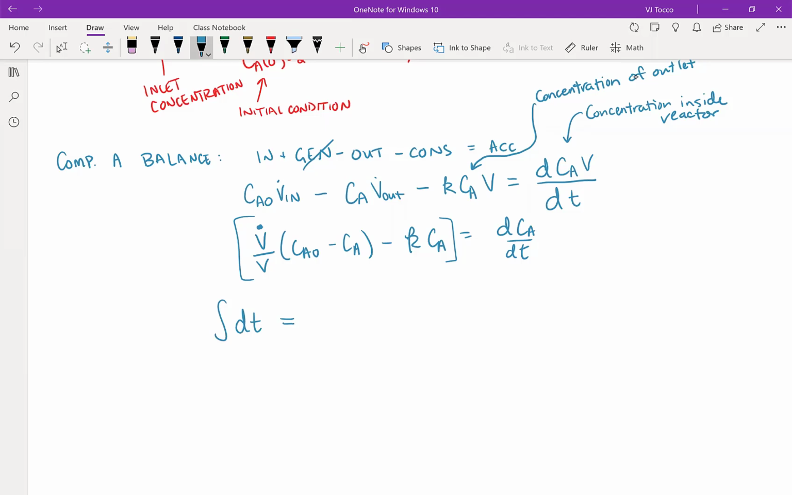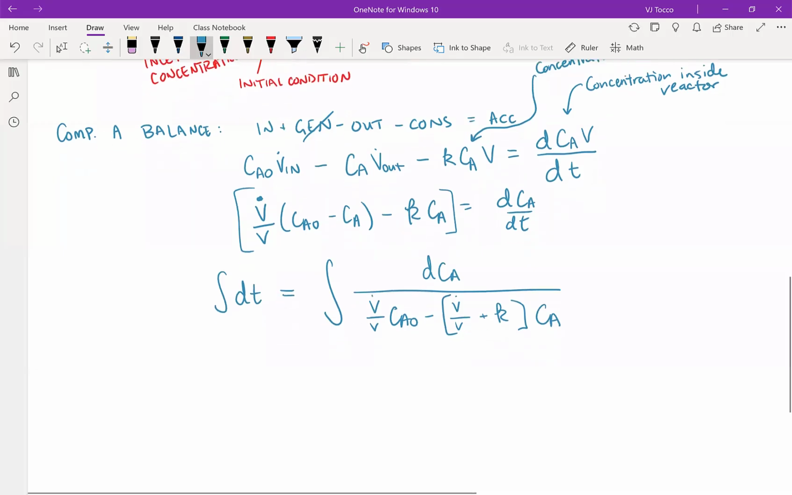And that is equal to, I need a big fraction here, 1 over all this stuff. So V dot over V times CA0 minus v dot over v. I'm going to group things differently. So it's v dot over v plus k times CA. All right, so I did that correctly, I think. So I have two minuses. I'm going to factor out the minus such that it's this plus this, dCA. I'm just going to double check. Yes, I think that is correct.